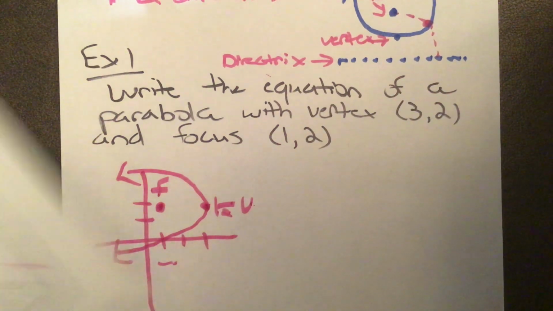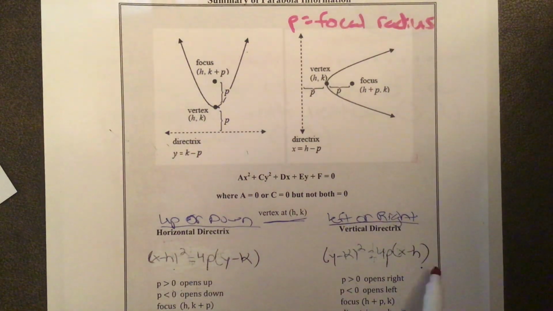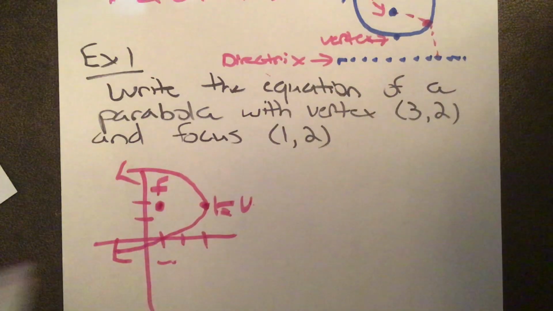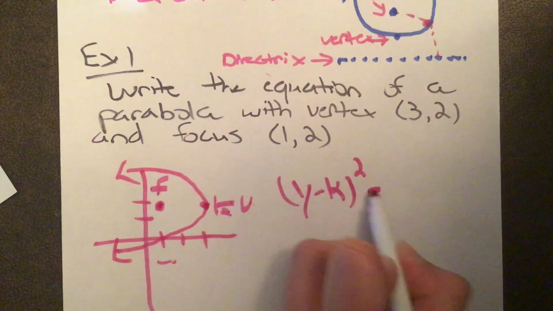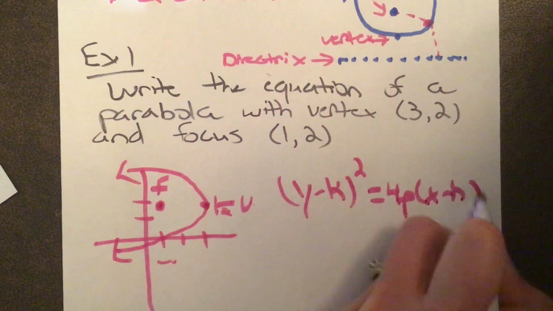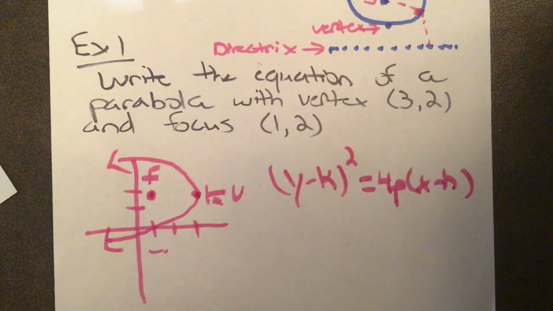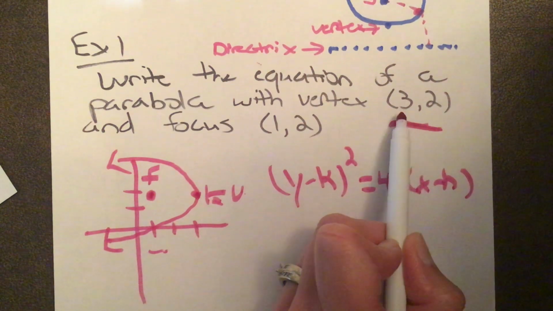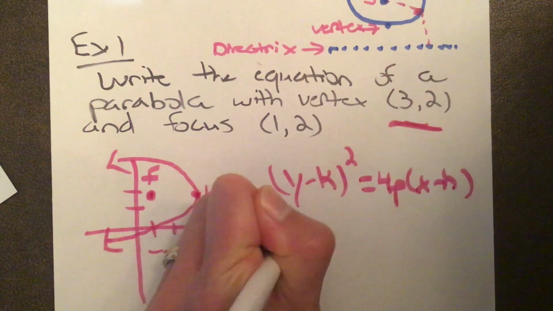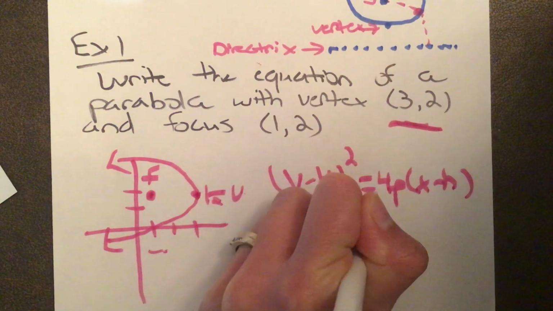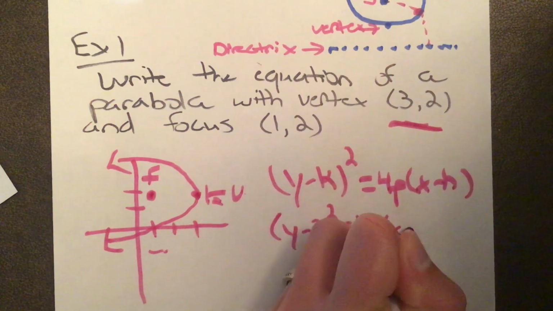So since it opens left or right, we know it's going to be of this form: y minus k squared equals 4p times x minus h. So I'm just going to write that down. Now we just have to figure out the h, the k, and the p. Well, the h and the k, remember, are the vertex. So that's easy in this one because it's given to you. It's 3, 2. Just make sure you put the y with the y and the x with the x. So this is going to be y minus 2 squared equals 4p times x minus 3.